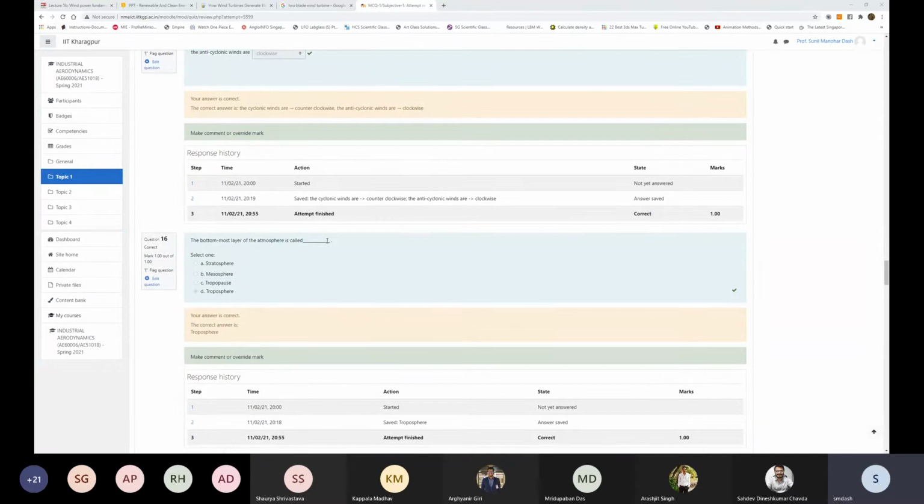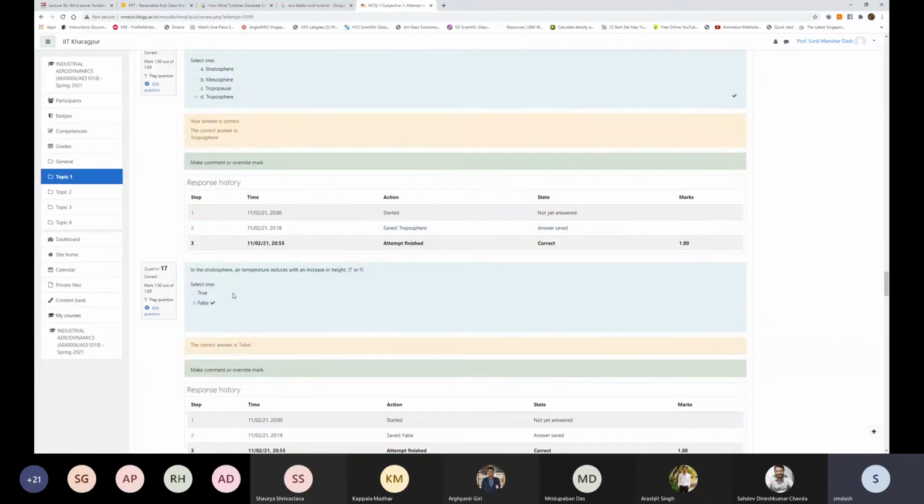The bottommost layer of the atmosphere is called the troposphere. Yes, all of you know about this. In the stratosphere, air temperature reduces with an increase in height. True or false? This is false. In the stratosphere, for some region temperature stays the same, but afterwards it increases. So this is false.